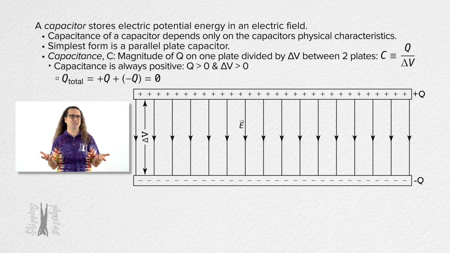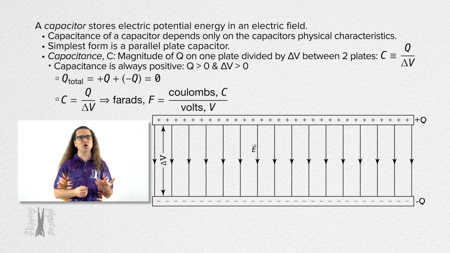Okay. The units on capacitance are coulombs over volts, which are called farads, for which the symbol is capital F.